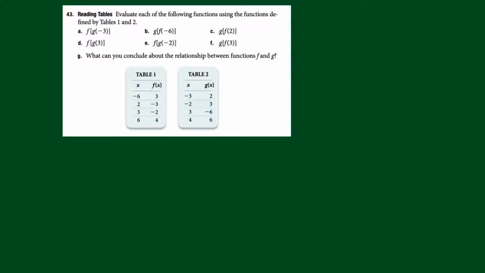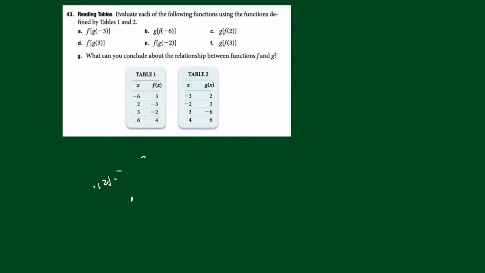Problem 43, we're going to read functions using tables rather than symbolic expressions. We're used to seeing things like this, right? If f of x was, say, 5x minus 3, and you wanted to compute f of 2, you would just put that 2 right in for that x, right? And we'd get 7. But now we don't have a symbolic expression. We have tables. The function's given in terms of a table.